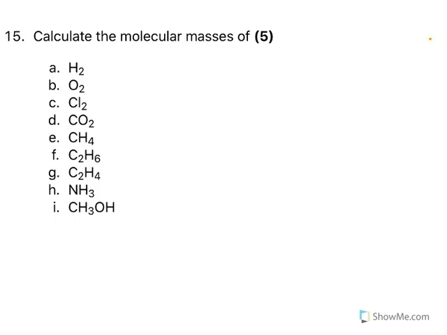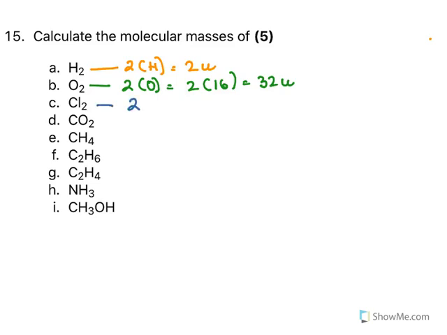Calculate the molecular mass of each. This you can do on your own. Here I'll just write the answers. This will be like 2 hydrogens, 2 into 1, so that will be 2 U. Then oxygen will be 2 oxygens, 2 into 16, 32 U atomic mass units. Chlorine will be 2Cl, 2 chlorine atoms, that is 2 into 35.5, and this is 71 U.